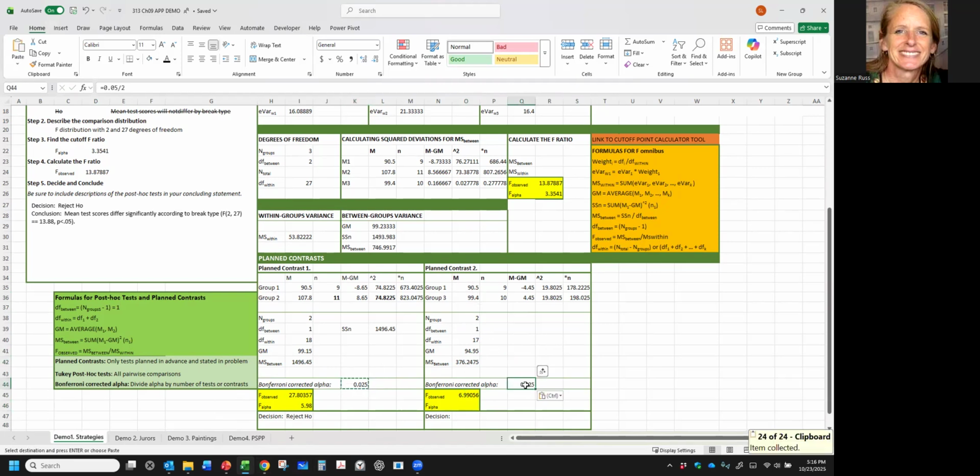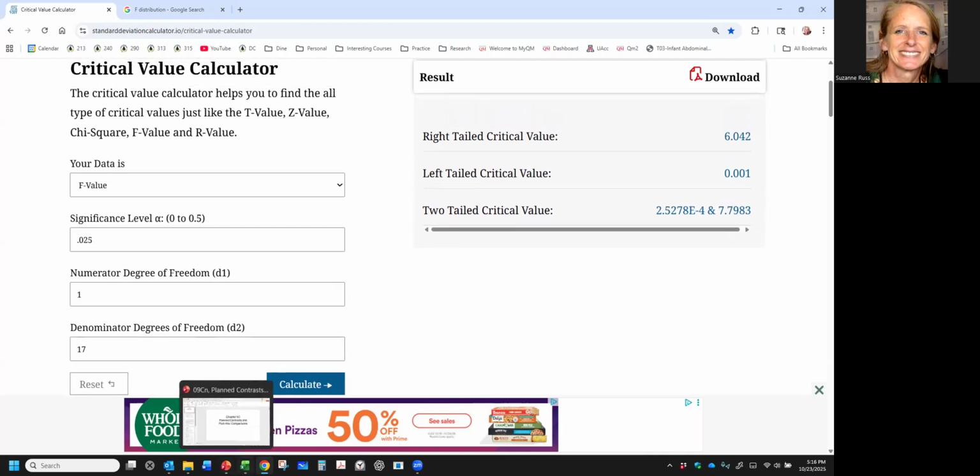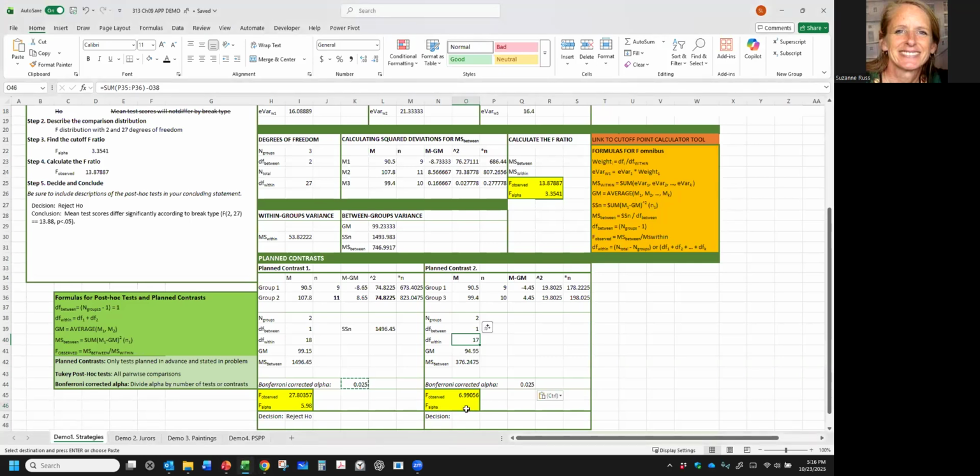cut points. Now we're going to still have 0.025. Now we have 1 and 17, so we'll have a slightly different threshold. We have the 0.025 here. We've selected the F value. We have 1, and now we have only 17. So let's see what we get. We get a 6.042 for our alpha. We can see that in this case, our F observed is further into the tail than our F alpha, and so we are allowed to reject H0.